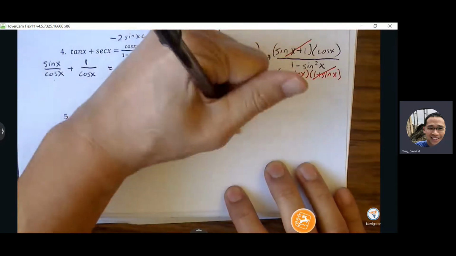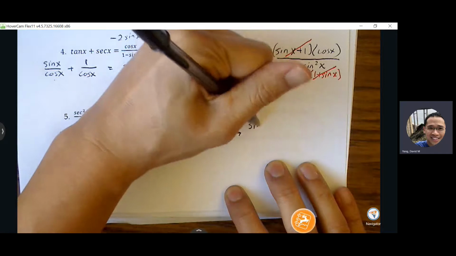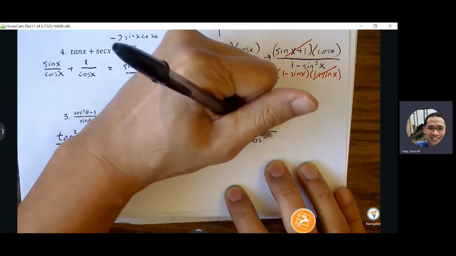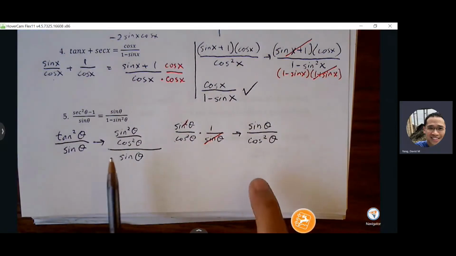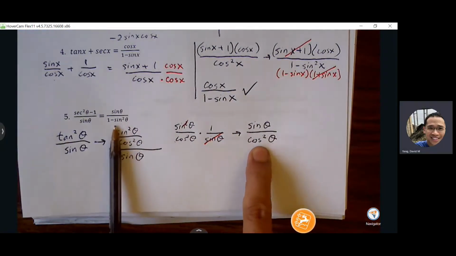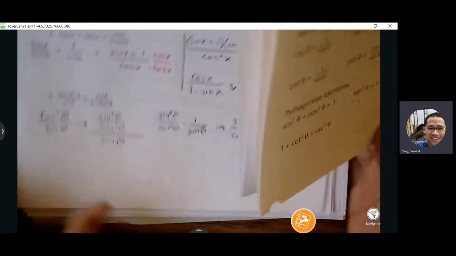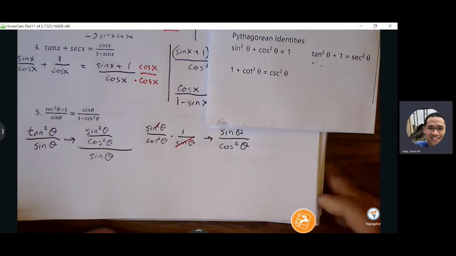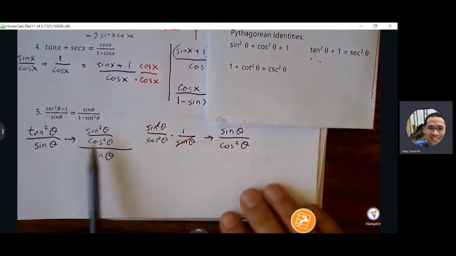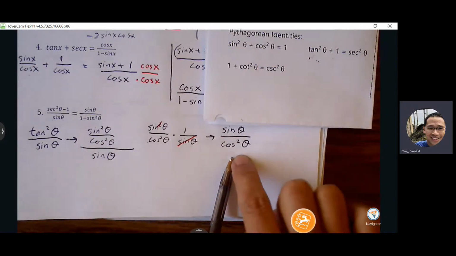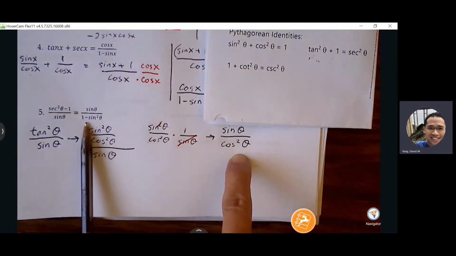So let's see what we have left. We have sine of theta over cosine squared theta. Are we at the end? Well, we're close, right? We're close. Cosine squared, can we convert cosine squared to be in terms of sine? Yes, we have that identity, right? We know that cosine squared is equal to 1 minus sine squared. So if I do that, then I'm able to get that right side to match.